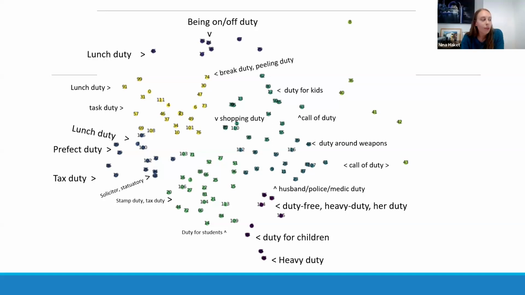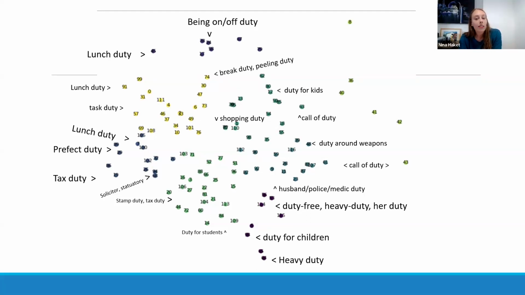The area above it, we seem to see, equates to duty to do a promised task. You are on lunch duty this evening. You are on break duty. The very top area refers to the set phrase being on and off duty. The area below it, the middle, refers to duty-free shopping specifically. There are a lot more instances of references to duty-free shopping than I would expect.